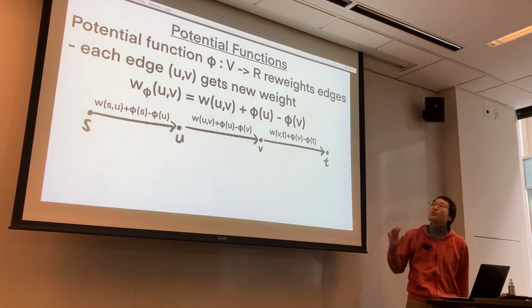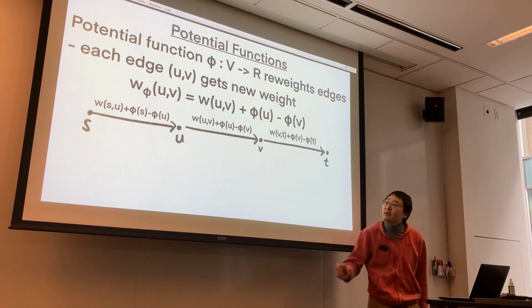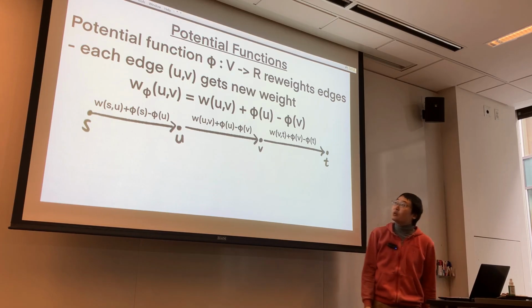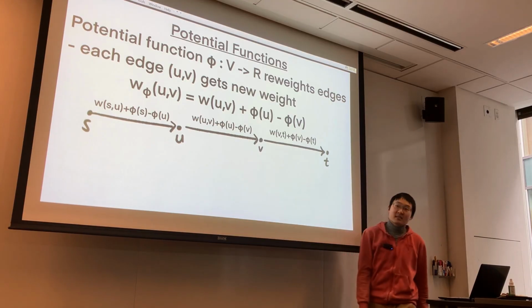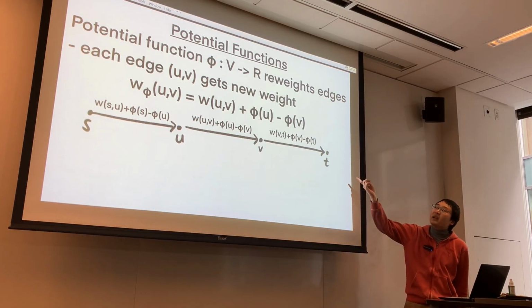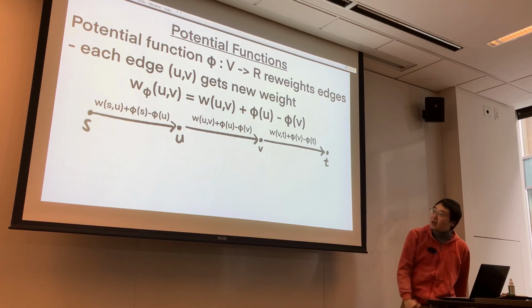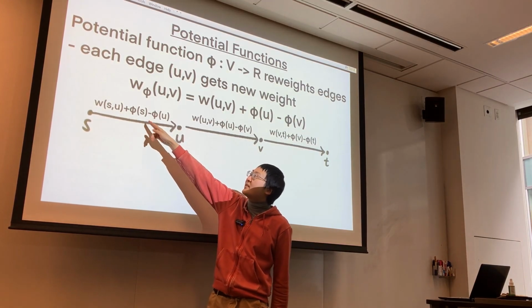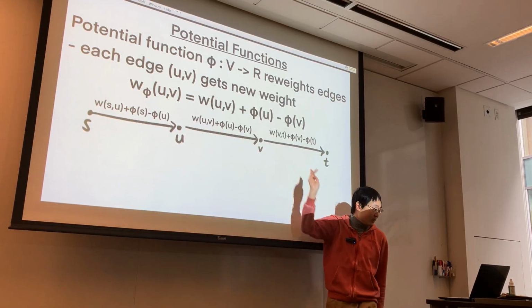Now let's see what the role of this reweighting is for a given path. Let's say we have a path with s on one end and t on the other. The old weights are just the weights without these plus or minuses. But let's see the role of this reweighting on this path itself. Note that, for example, this edge now has weight the old weight plus phi s minus phi u. This edge similarly has plus phi u minus phi v, and so on.